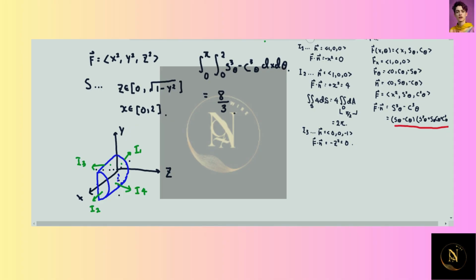Okay, so let's summarize it. We've figured out that the flux for I1 is 0, for I2 is equal to 2 pi, I3 is equal to 0, and I4 is 8/3. So the total flux is equal to 2 pi plus 8/3. And this is how you do these kinds of problems.